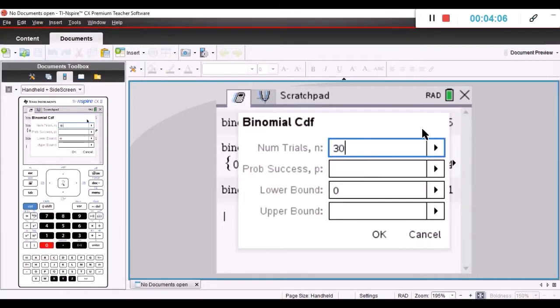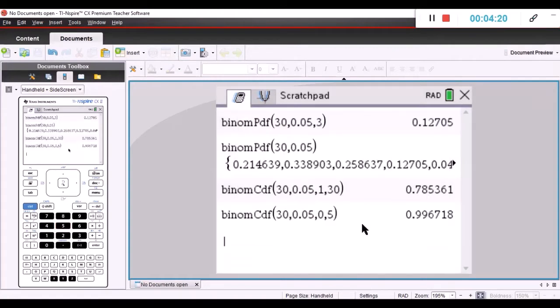I put in my number of trials, which is 30, my probability, which is 0.05. My lower bound goes from 0 all the way to 5, and it's good I wrote that line in my work, so it's very clear what I'm doing. And then when I press OK, it spits out the number 0.996. We round that to 0.997.